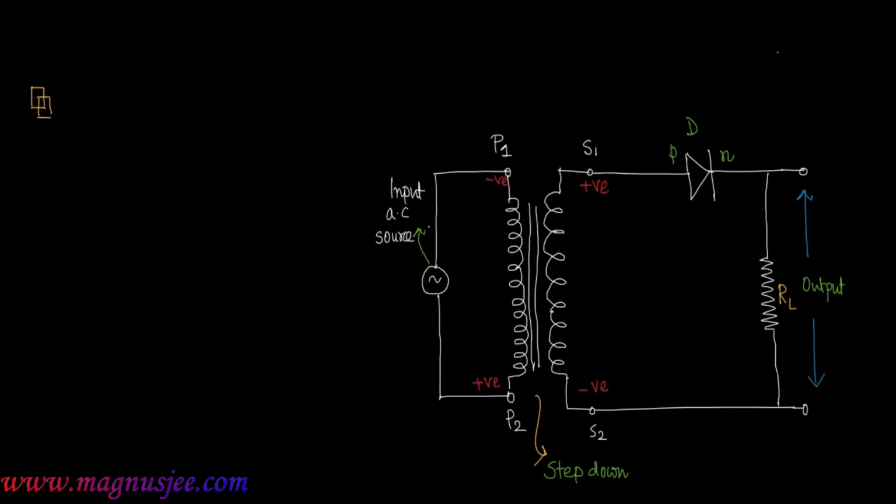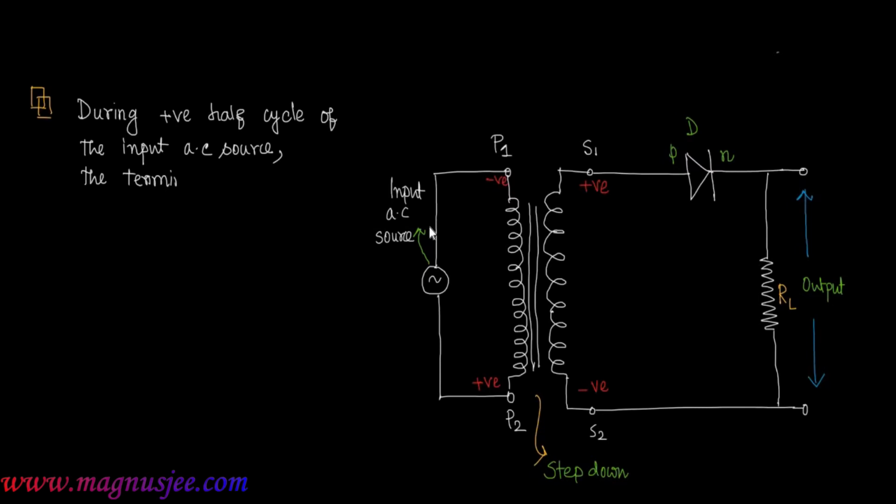This is the circuit diagram, and here we can write: during positive half cycle of the input AC source, the terminal P1 of the step down transformer, under bracket T. Here we can denote this transformer as T.